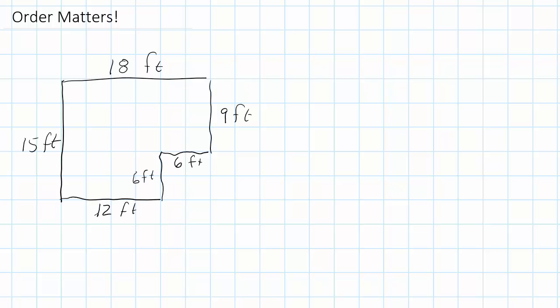Sometimes we need to do more than one calculation at a time. For example, suppose I wanted to find out the area of this room. I could cut this up into two rectangles, right? One of them 12 feet by 15 feet, and the other one 6 feet by 9 feet. And then to find the area of the whole room, I could add them together.